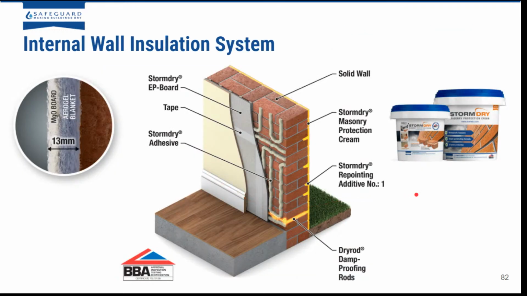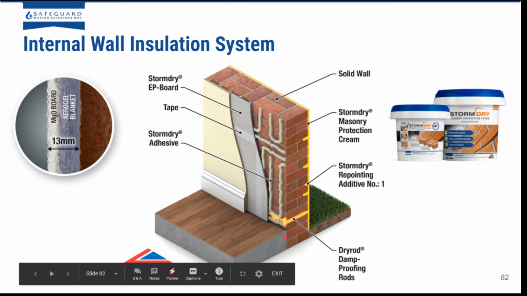Okay, so this is our sort of idea of what a moisture robust internal wall insulation system will look like. So you'll want to use storm dry masonry protection cream along with any repointing and necessary weatherproofing works to protect the external face of your wall, and then using a vapor open internal wall insulation system such as our aerogel blanket, combined with damp proofing rods or a DPC if necessary, and this should offer a moisture robust strategy for IWI installation.